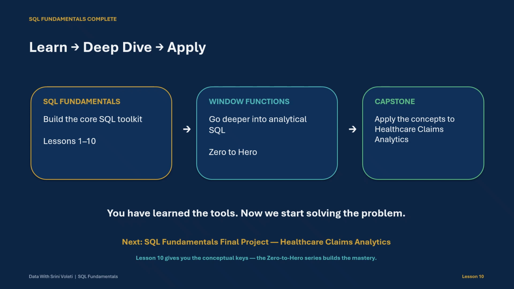Before we close, remember this: you are not expected to master advanced window function syntax from lesson 10. This lesson gives you the conceptual keys: keep the detailed rows, analyze across related rows, and understand the roles of OVER, PARTITION BY, and ORDER BY. That is enough to enter the 0 to Hero series without being intimidated.